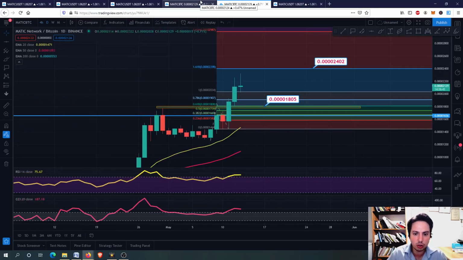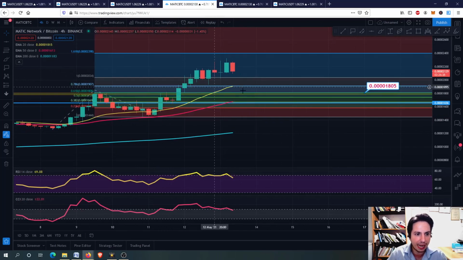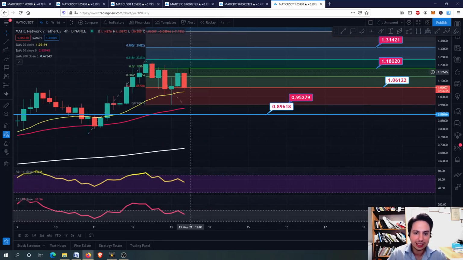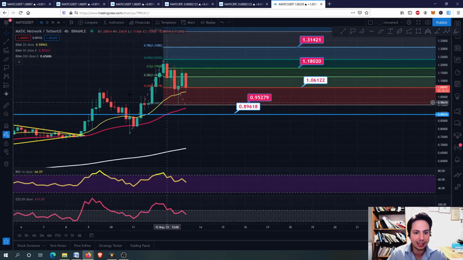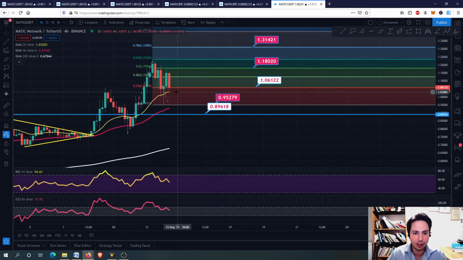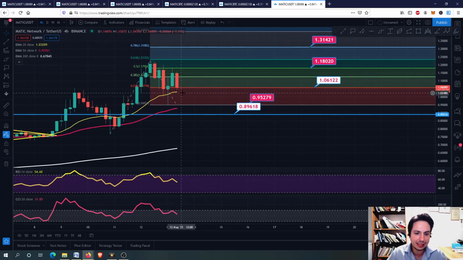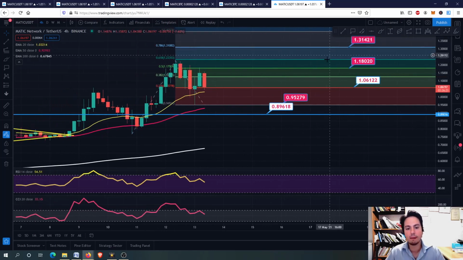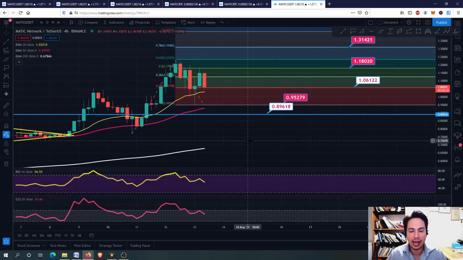MATIC is outperforming Bitcoin. MATIC network is outperforming Bitcoin. That's why we are seeing MATIC, even though the whole market is crumbling down like 30% or so, MATIC is being stable, and of course it is outperforming Bitcoin. That's why MATIC doesn't care. Our next price target is the 1.30 USDT.